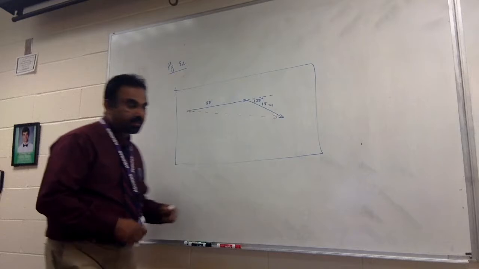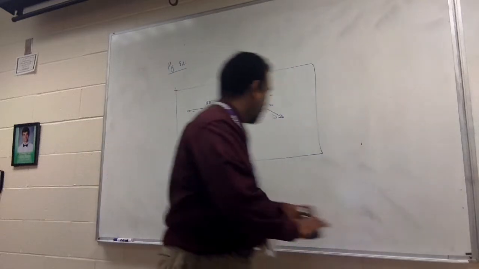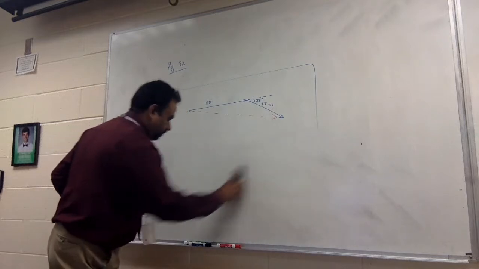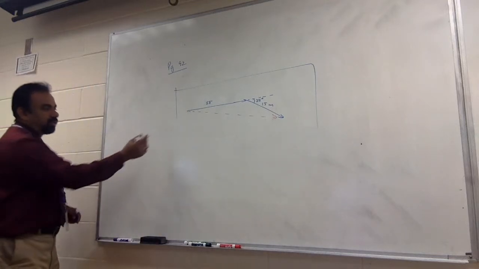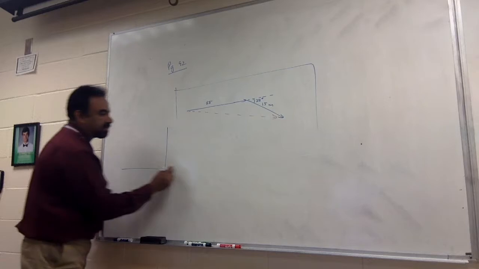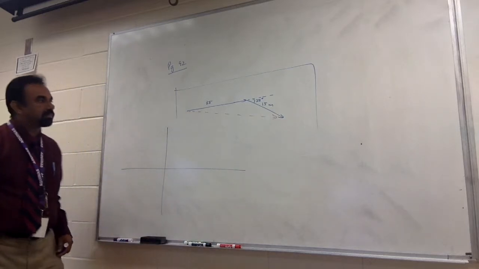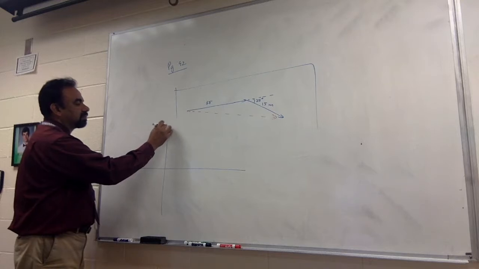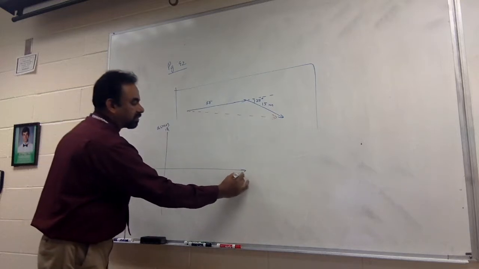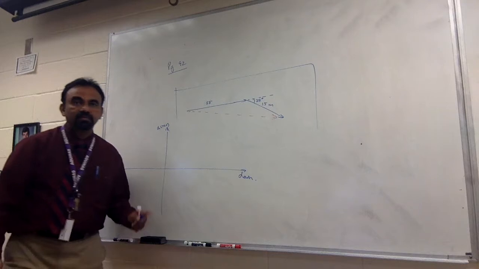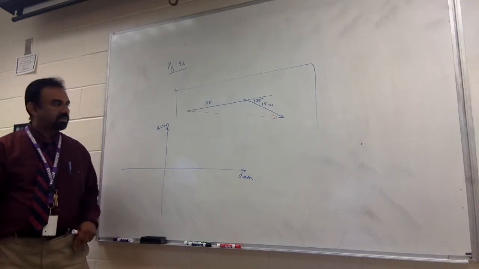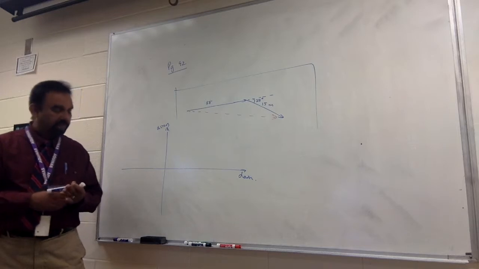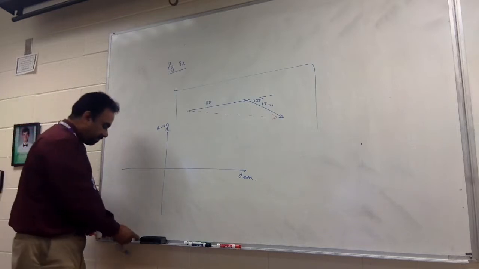What we do is this. You're going to make an axis. Now what is this direction? This is across the field. And this is down the field, right? That's across and that's down. So what is he doing first? Going across.